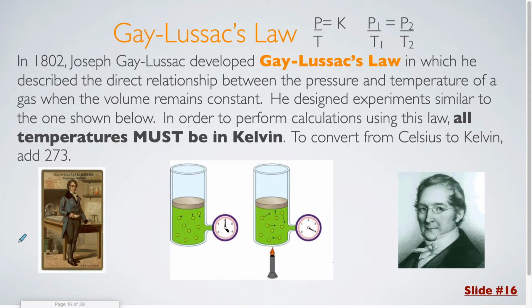He designed experiments similar to the one shown below. In order to perform calculations using this law, all temperatures must be in Kelvin. To convert from Celsius to Kelvin, add 273. So this is the same process that we used in Charles' law in the previous video, and the same one that we will use for each of our gas laws.